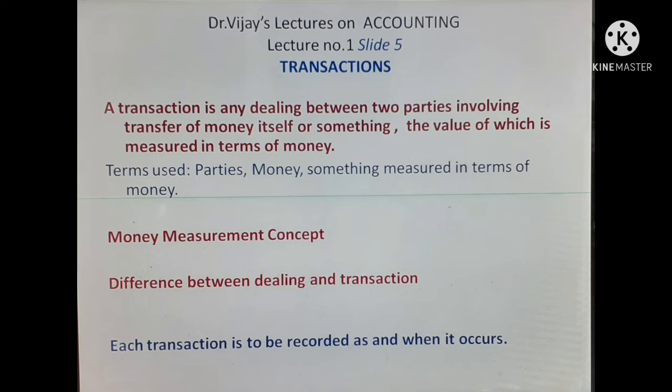Suppose you hope that you will make the payment after 10 days. You cannot record that it is paid, or the other party cannot record that it is got. Only when it is paid and got, both the parties can record the payment in the account.